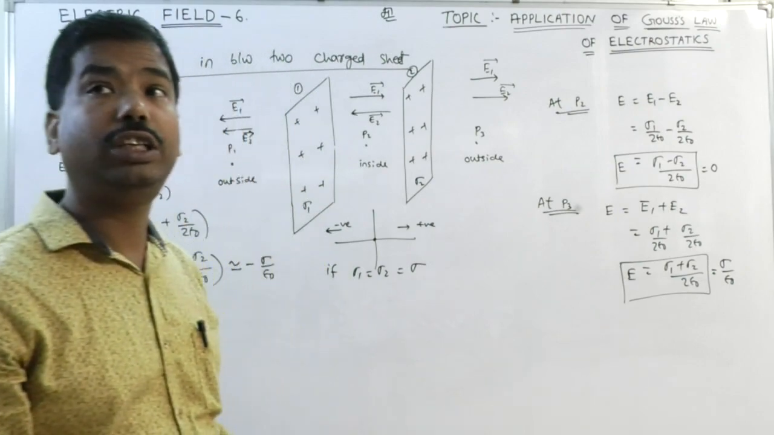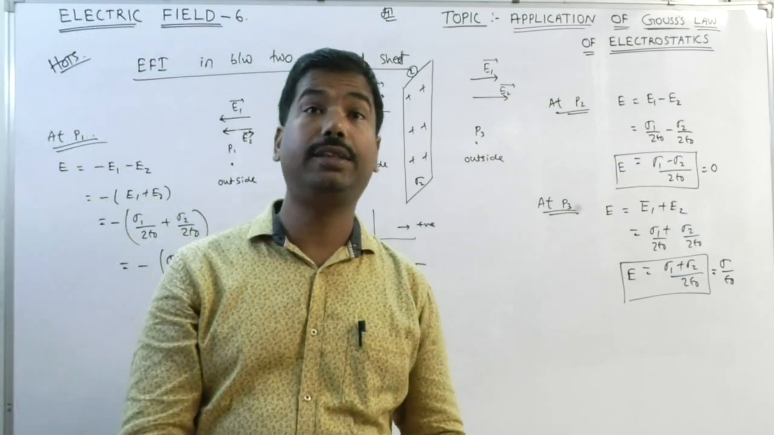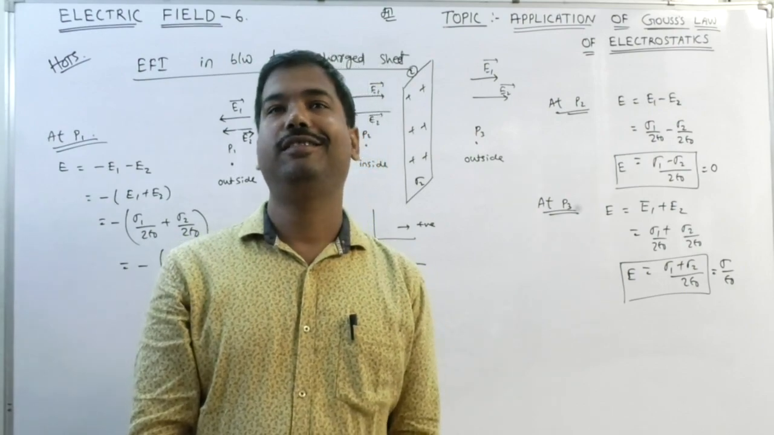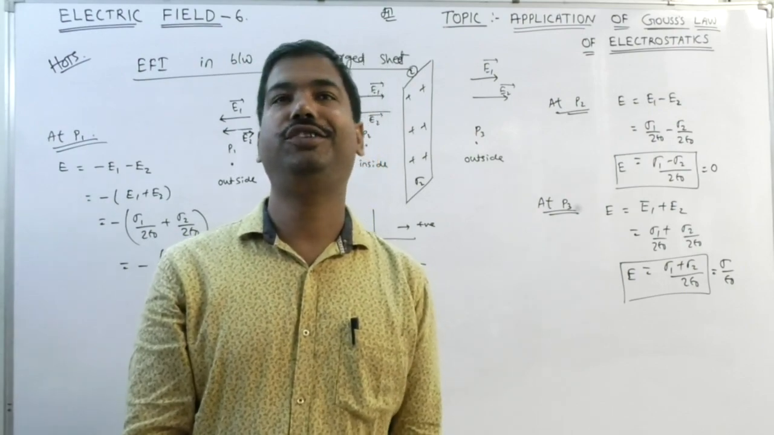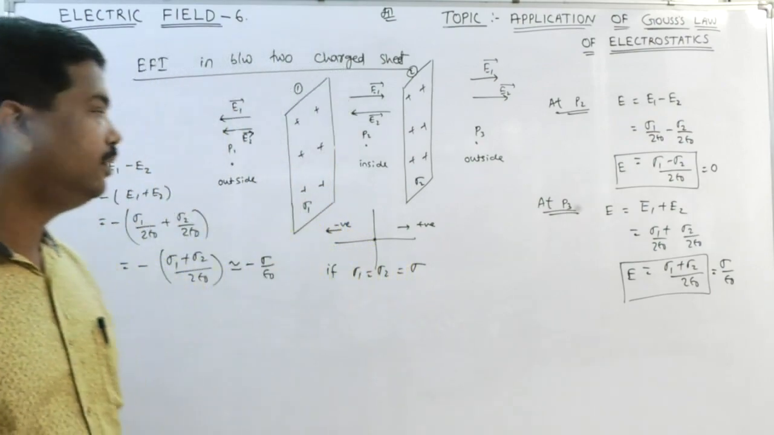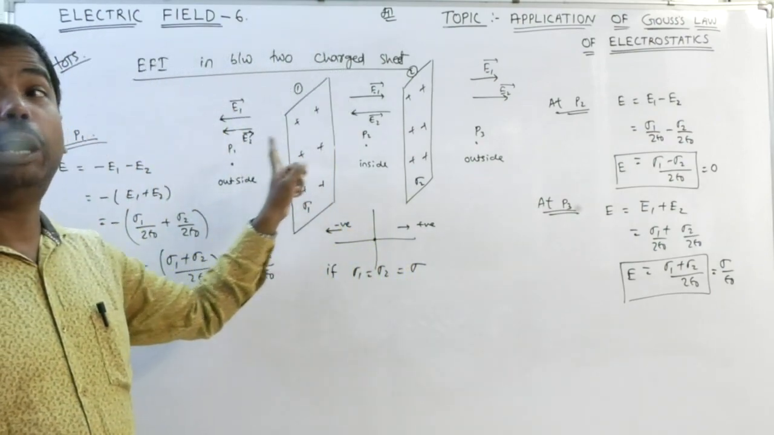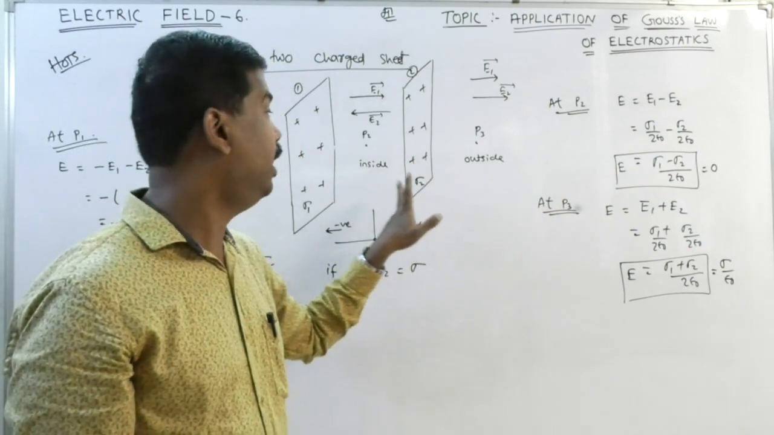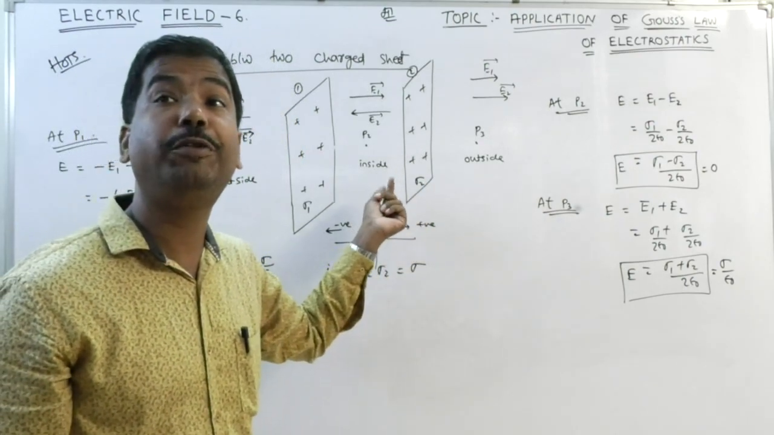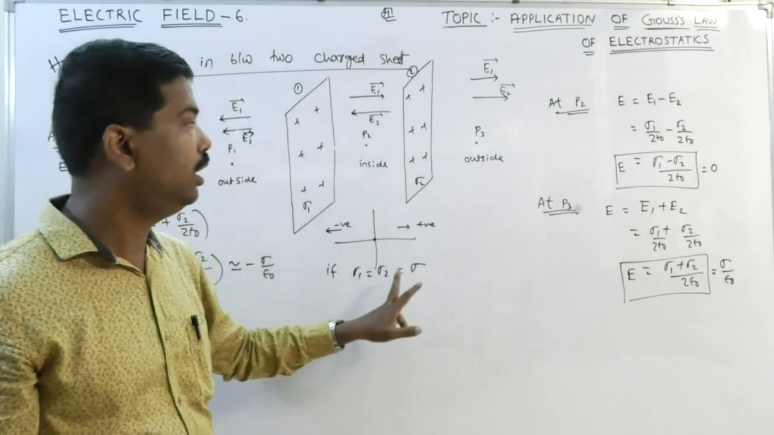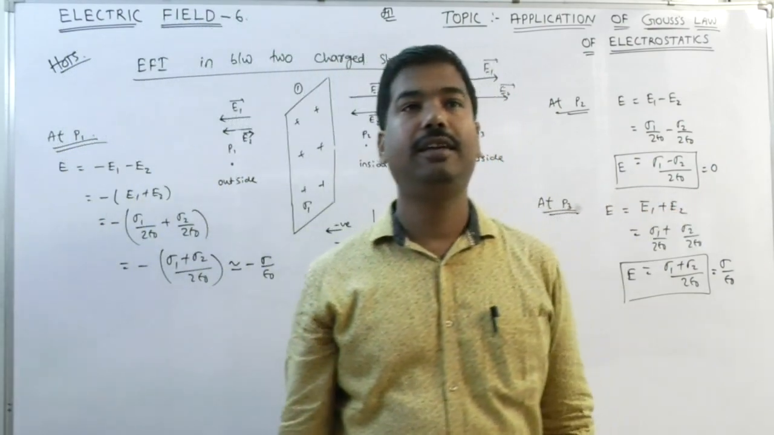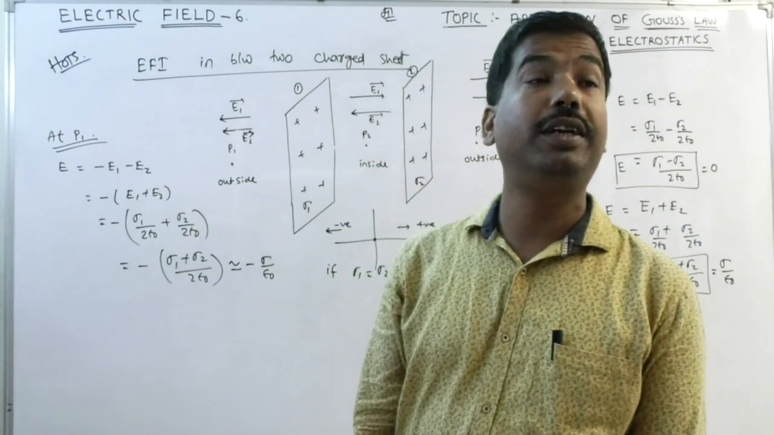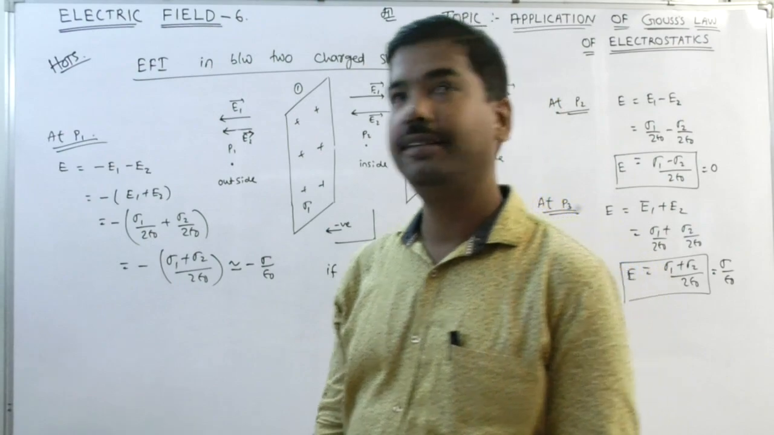It means I would like to say that if two plates are charged similarly, having the same charge density, then the electric field exists outside the plates, and the electric field in between the two plates is 0. Very, very important. Clear?